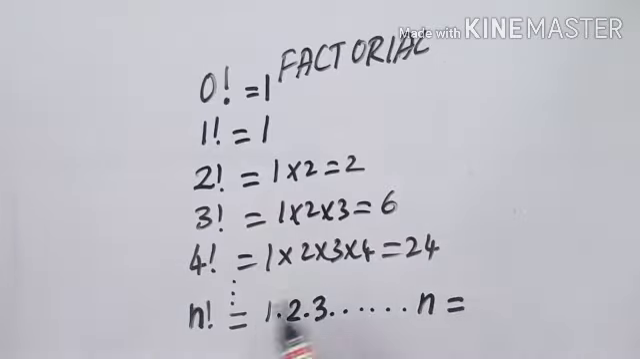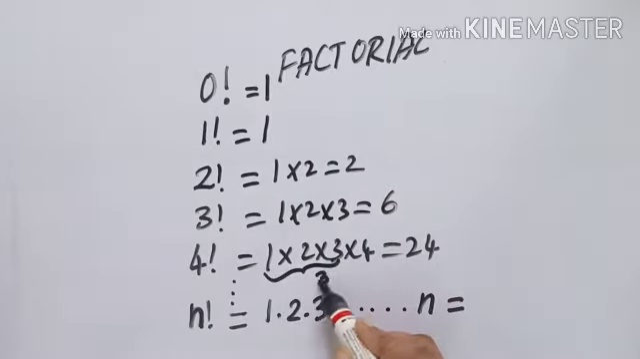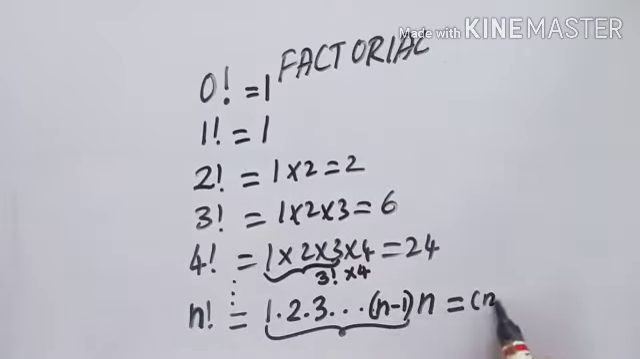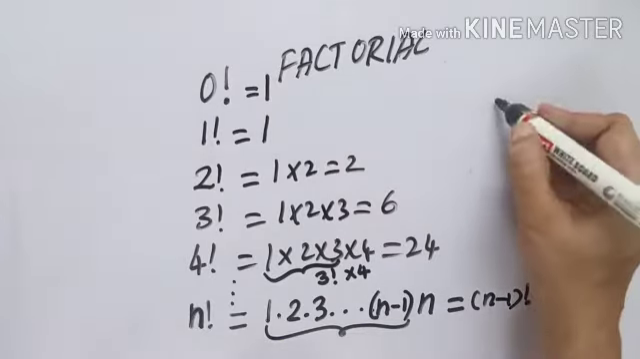Can I rewrite this in any other form? Look at this. 1, 2, 3, 4 can be written as 3 factorial into 4. The same idea for n. The previous number is n minus 1. So I can write it as n minus 1 factorial into n. So most of the problems we use these ideas.